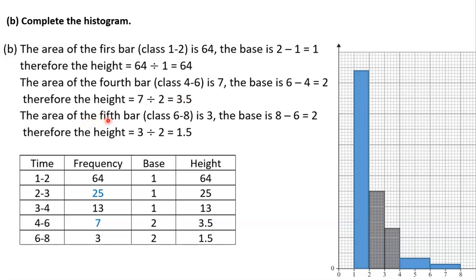And finally the fifth bar missing, which was here, the area was 3. If we divide 3 by 2, which is the base, we get 1.5. So the last bar has a height of 1.5 small squares, and we didn't even need the frequency density.